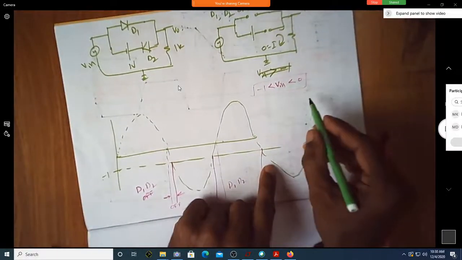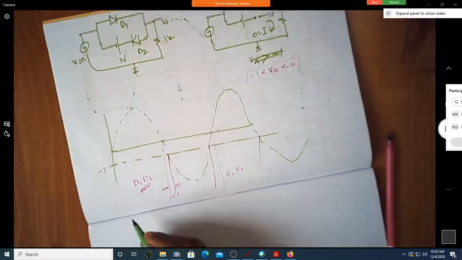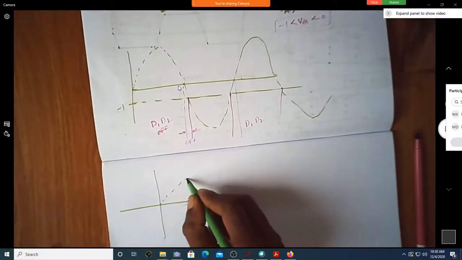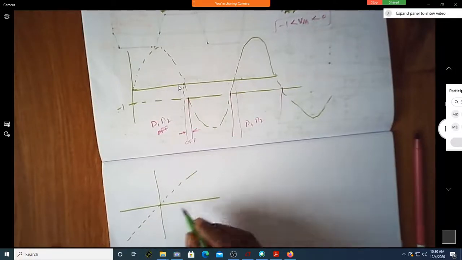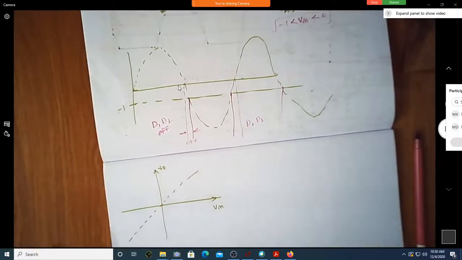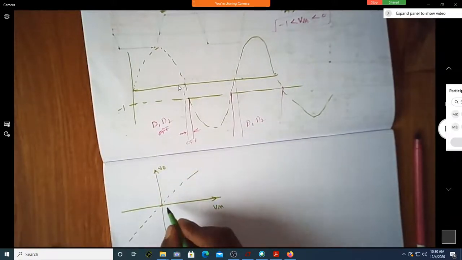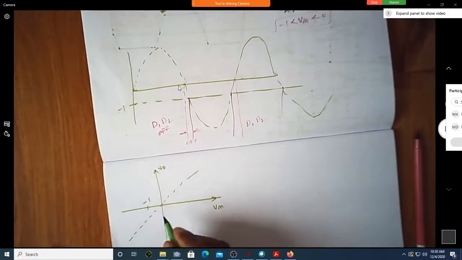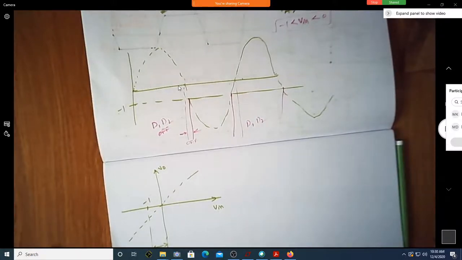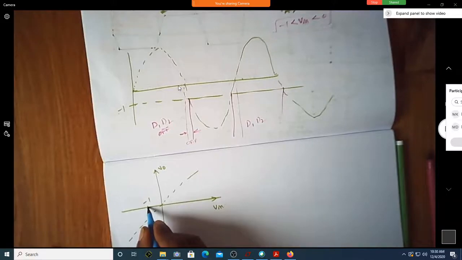I can also write the transfer characteristics. Okay, let me write the transfer characteristics here. Unless you people think yourself and then start exploring the thing, even if I explain for 100 circuits, the 101st circuit will be different. This is 0, this is -1. So during this region, both the diodes are off. This is D1 as well as D2, both are off. If both are off, I know that the output voltage is 0. Output voltage is 0 here.